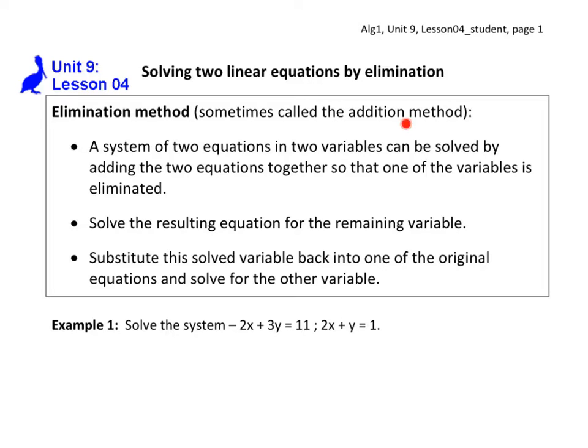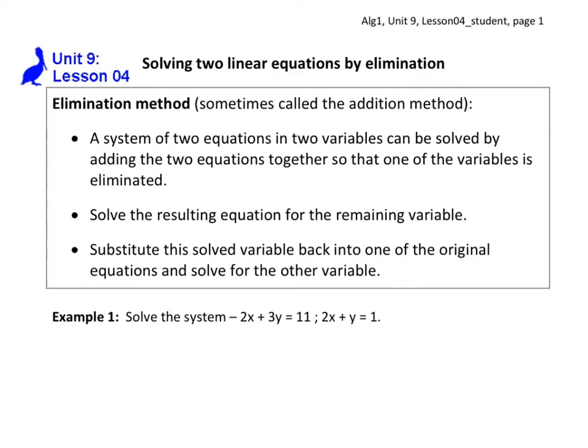All right, so this is sometimes called the addition method, elimination. A system of two equations with two variables can be solved by adding the two equations together so that one of the variables is eliminated. Then you solve the resulting equation for the remaining variable, and then you substitute this variable back into one of the original equations and solve for the other one. Again, you're looking for an ordered pair that satisfies both equations.